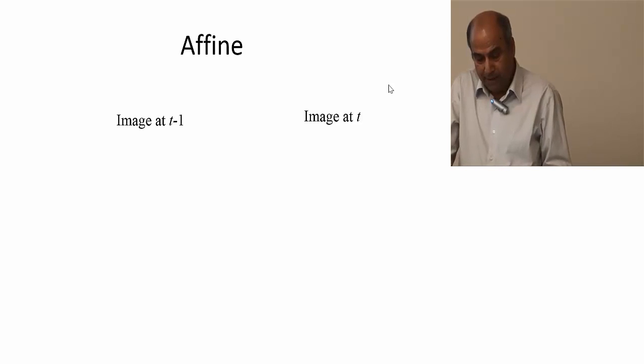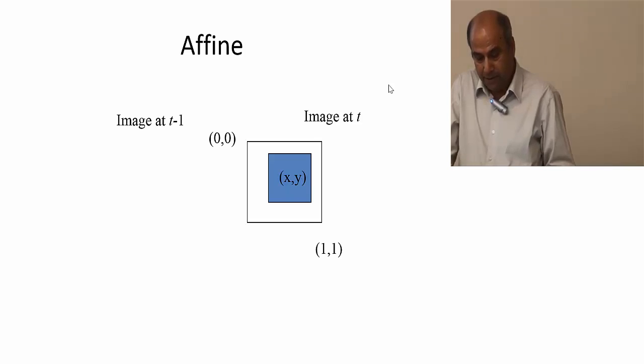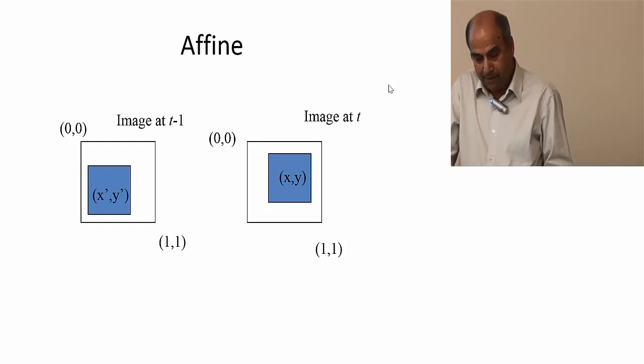We have two images, the image at t minus 1 and the image at t. We have a point (x, y), and the corresponding point is here, which is called (x prime, y prime).